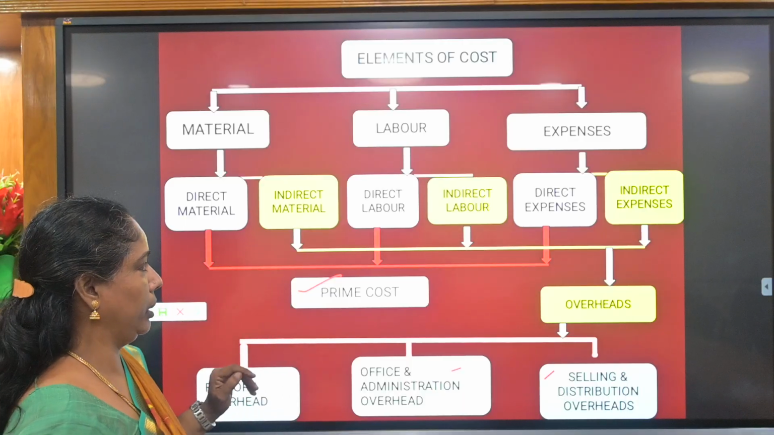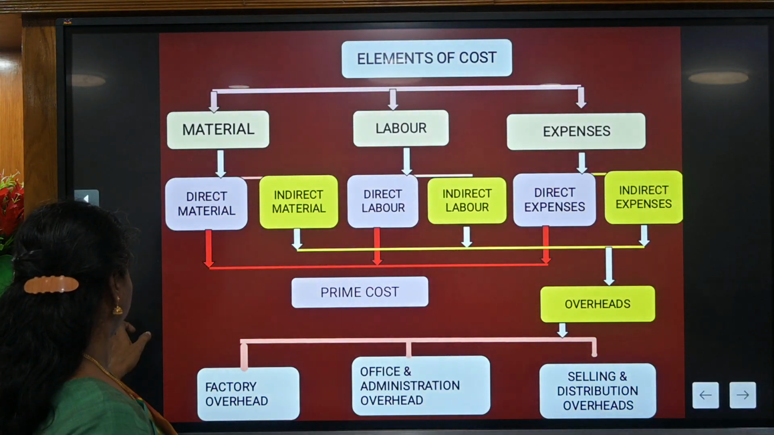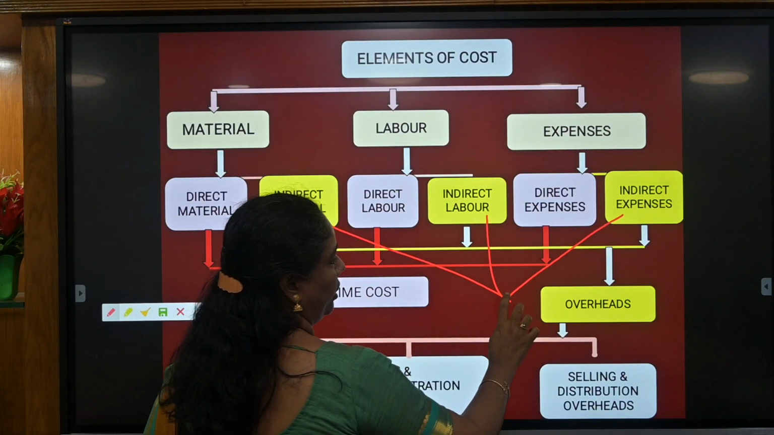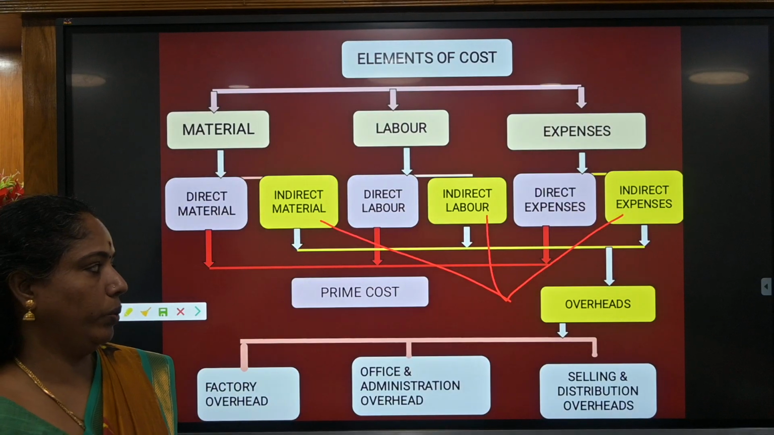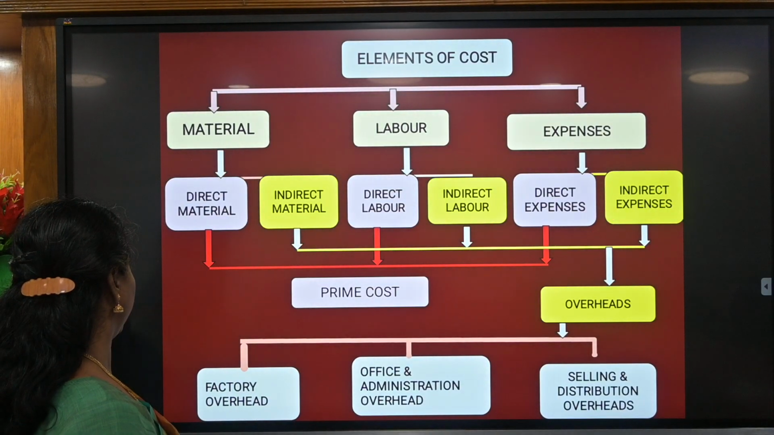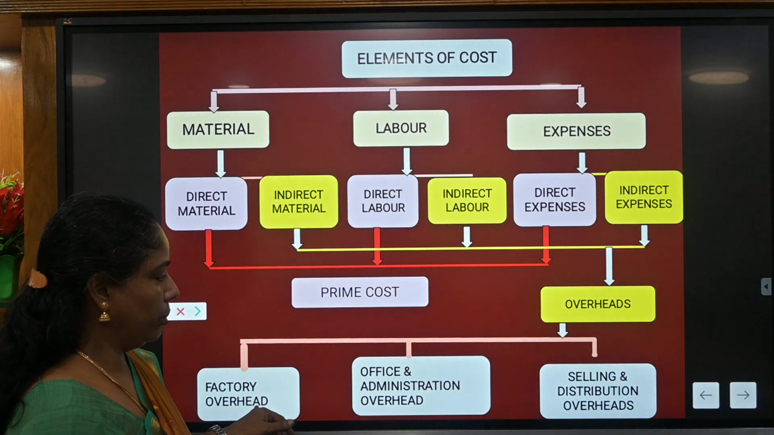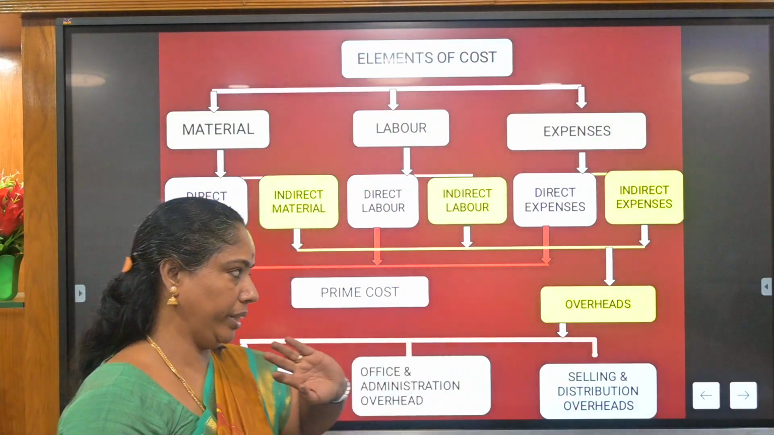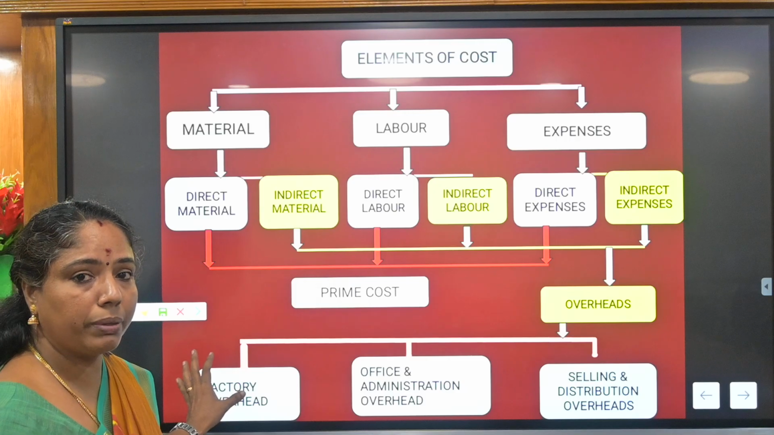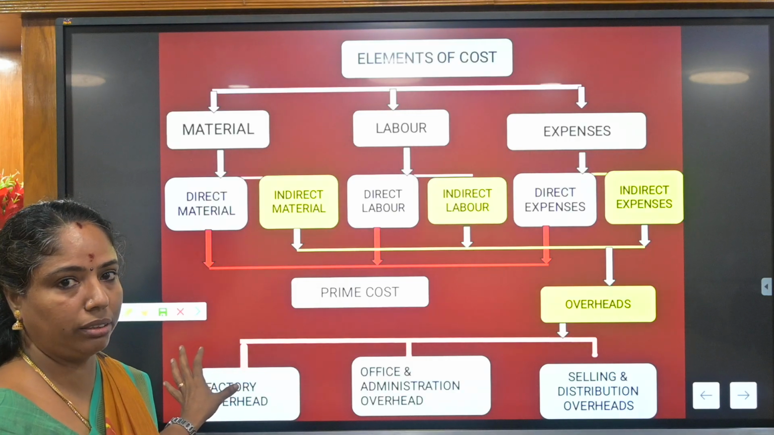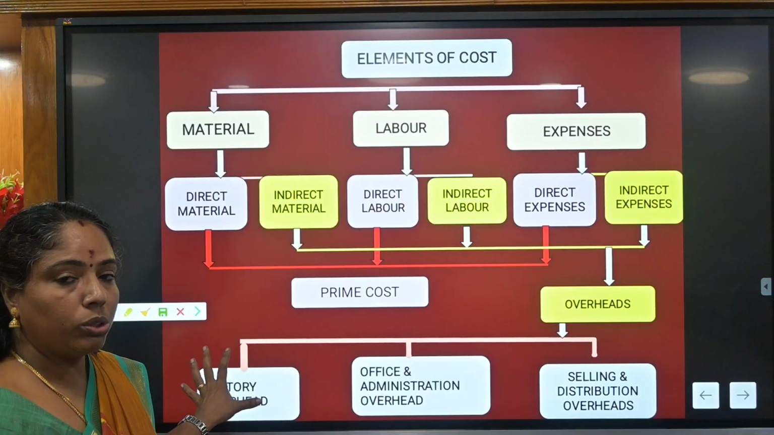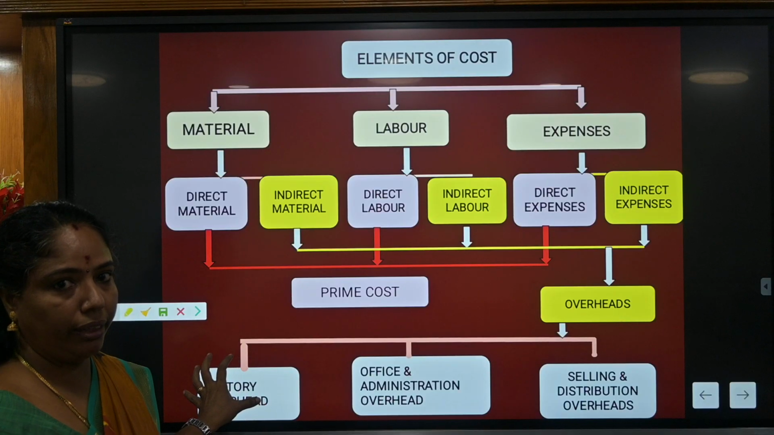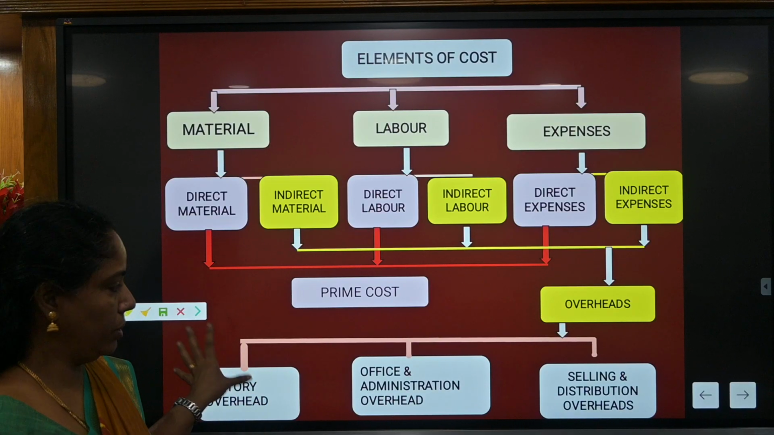Next comes indirect material. Indirect material, indirect labor and indirect expenses altogether is known as overheads. These overheads are further subdivided into factory overheads, office and administration overheads, and selling and distribution overheads. Factory overhead means the expenses incurred in the factory come under this category. Factory overhead is otherwise known as works overhead. In a factory what will be done? Work. So it is otherwise known as works overhead.